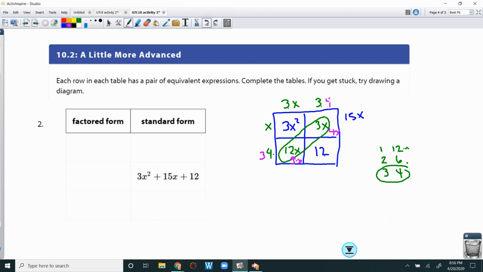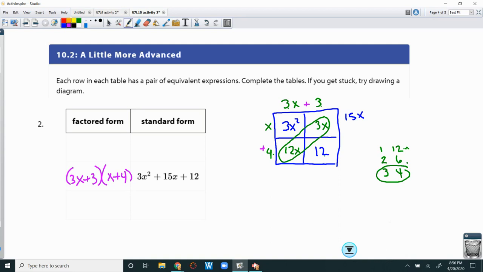Okay, so just to emphasize that the placement matters, right? I just happened to get lucky and get them in the right place on the first try. All right, so here are my factors: 3x plus 3 and x plus 4.